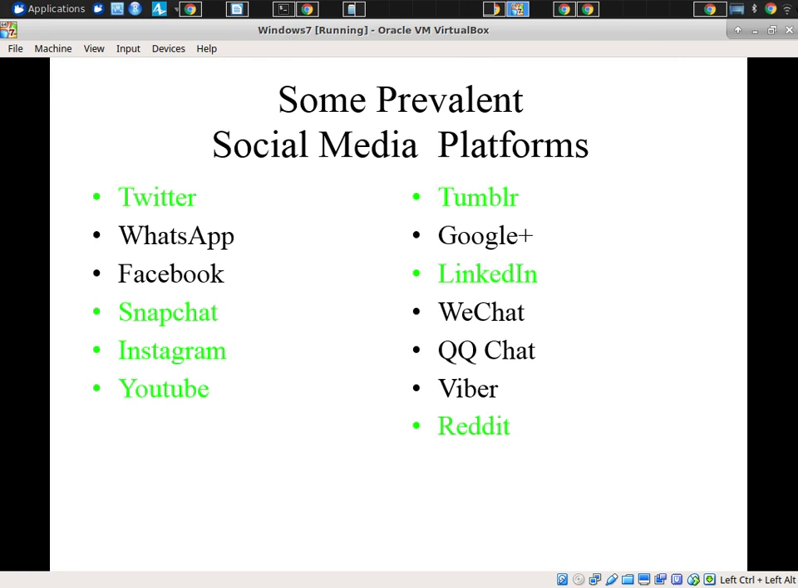Now, within this sphere, we need to distinguish critically between two types of social media. This makes all the difference in the world at a practical level. We need to distinguish between self-publishing platforms, shown in green here, which are deliberately chosen to put information out there for the world to see, and platforms which are intended for private communication, shown in black.